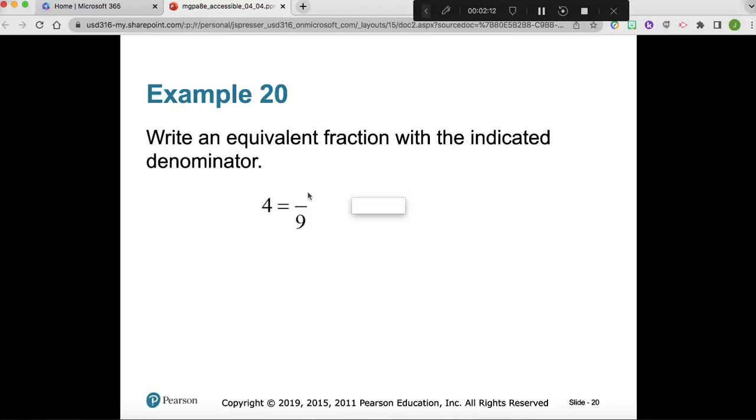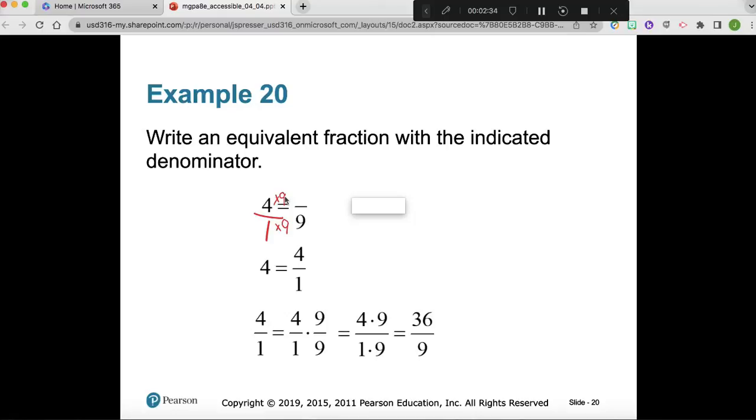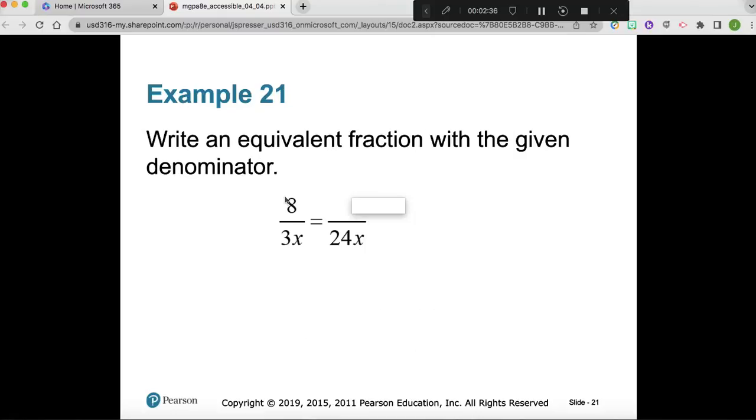What if we have a whole number that we want to change into ninths? We have what underneath this 4? A 1, and 1 times what gives me 9? 9. So then I have to take 4 times 9 to give me another 36 ninths.